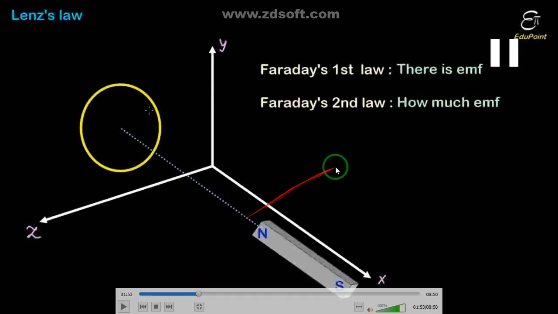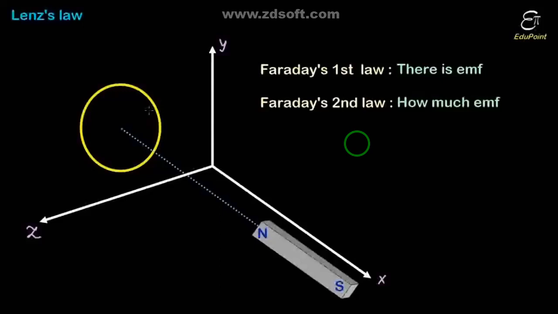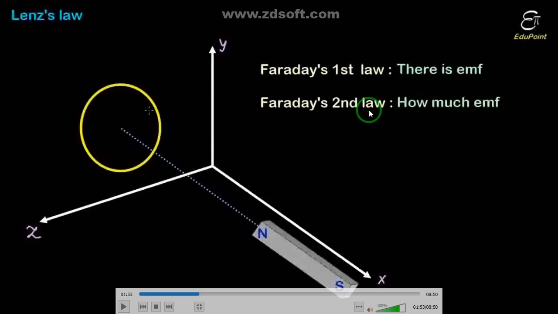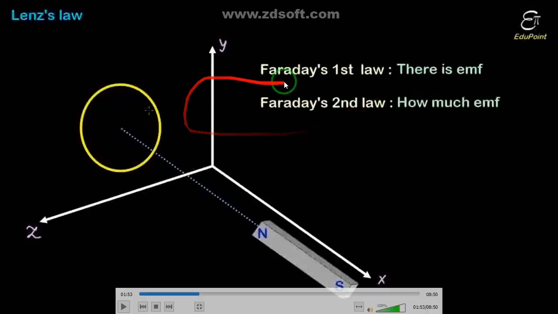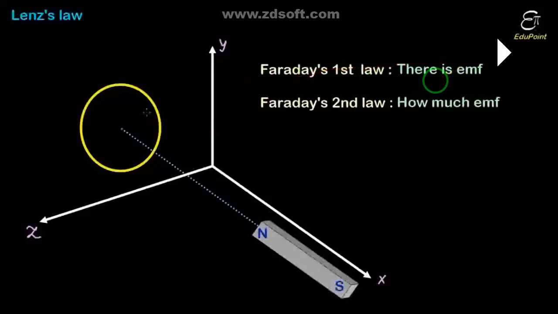So this is Faraday's first law. Why do we have to learn Lenz's law? Faraday's first law states how the EMF will be induced, and Faraday's second law states how much will be induced. Whenever a variable flux, a change of flux, is linked with the conductor, the EMF will be induced. That is Faraday's first law.